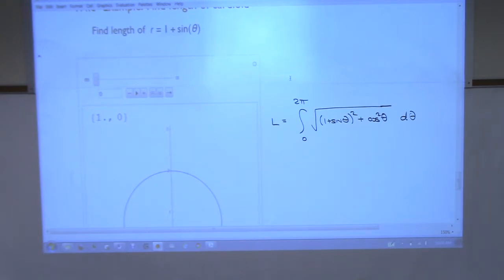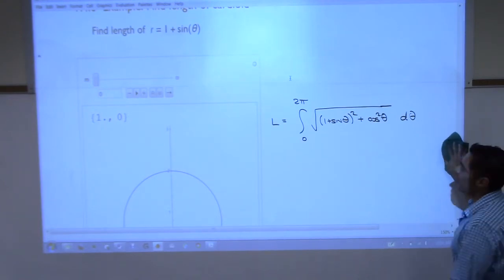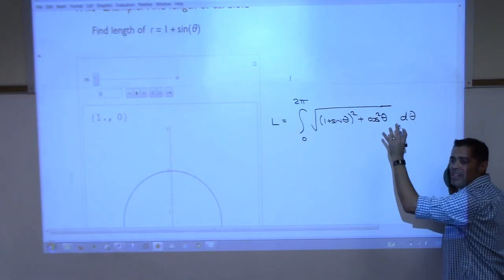Yeah, it doesn't go easy. Using the Pythagorean theorem, the inside will become 2 plus 2 sine theta. Huh? But you can't square root that. That's the problem. Okay, so the idea is just that you see how it's set up.